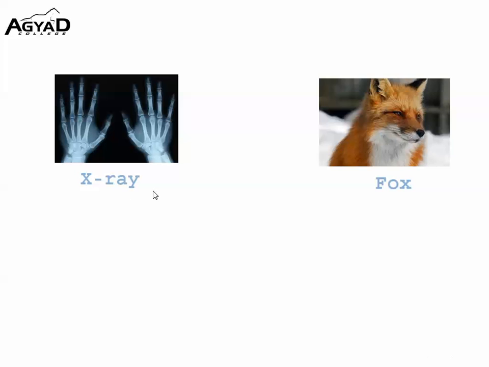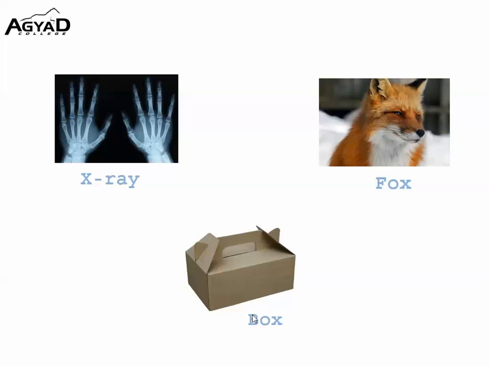Good. The next word we have is fox. Can you hear x at the end of the word here? Fox. And we have box. Can you hear x? It's at the end. Box. So let's say them again. X-ray, fox, and box. Very good.